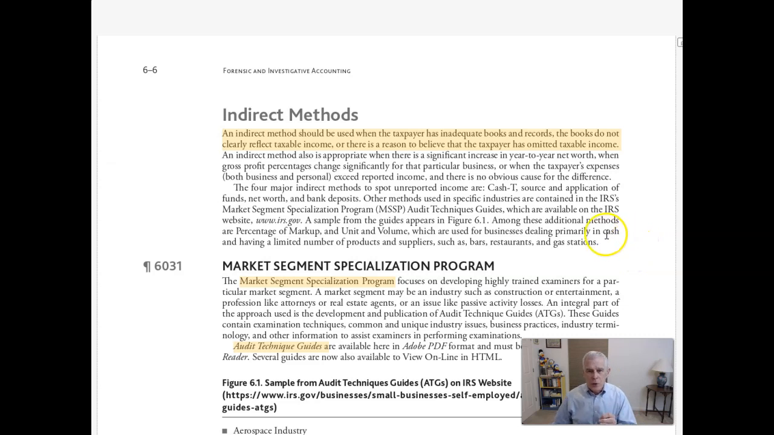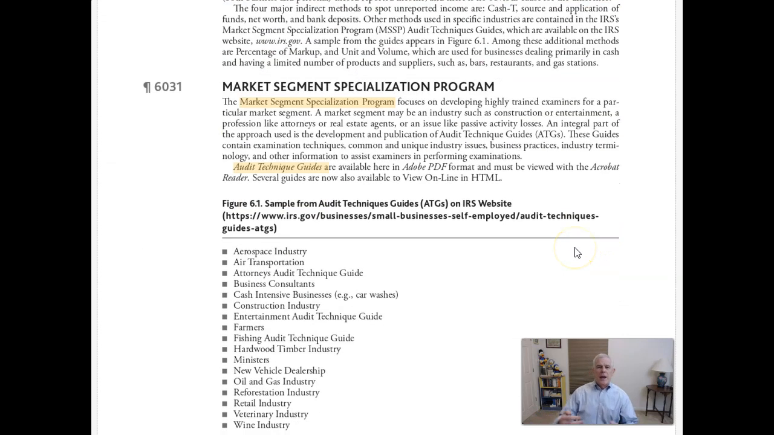Indirect methods. So again, like I said before, inadequate books and records. If books don't clearly reflect income, then there's got to be some method we can use to try to establish how much income this person should have had to live this lifestyle, or whatever you're looking at. Now, as I said earlier, the IRS is one of the best forensic organizations that exist. They've been looking at things for so many years. Now, this Market Segment Specialization Program is really a neat program. I've looked at these guides in depth for many years. These are great tools for anyone to use.